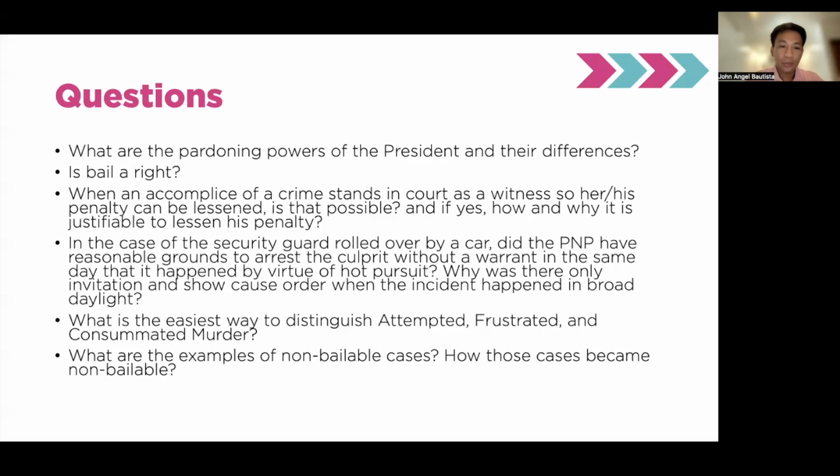Okay? So next, what are examples of non-bailable cases? Yung sa yung kay Dilima, use and ano ba yan? Yung sa drugs, ganyan, usually non-bailable. Yung sale. Possession and sale, mga ganyan, non-bailable yung mga yon, rape, mga ganyan. Yung mga heinous crimes, these are usually non-bailable. How did these cases become non-bailable? They are classified as heinous crimes.